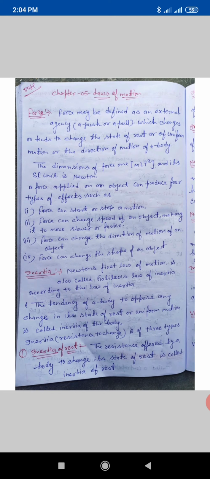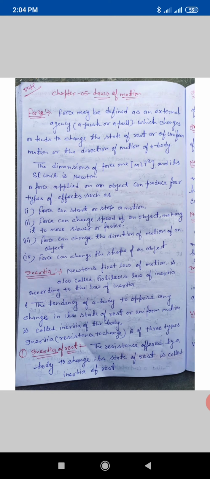Today I am going to start a new chapter, and the first topic of this chapter is force. What is force? Simply we can say that force is a pull or push, which can change the direction of an object and the state of rest and the state of uniform motion.